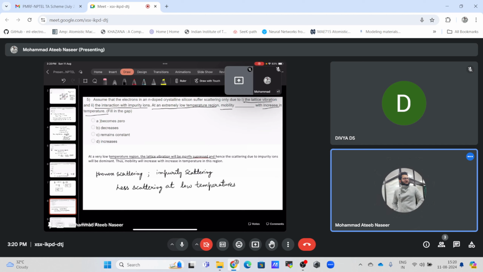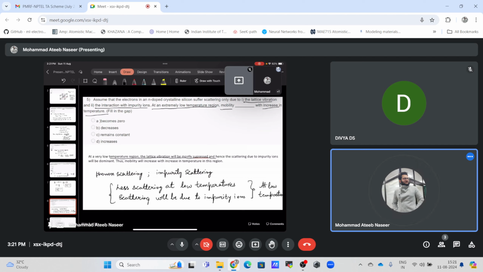So this phonon scattering will go, and the scattering will be only due to impurity ions. So this is at low temperature.